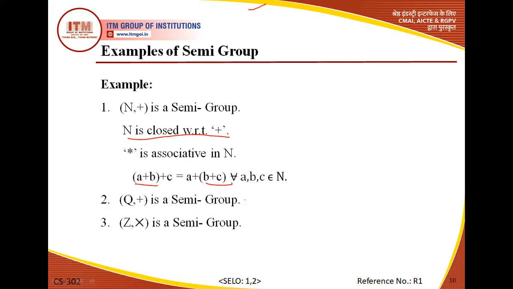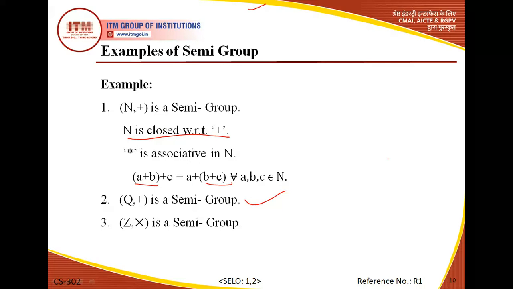Now let's see this. What is Q? Q is the set of rational numbers. So we have taken the set of rational numbers with respect to addition. This is also a semigroup because Q plus is closed. Obviously, Q is closed under addition, and this is associative also, because both of these properties are satisfied here. And the third example can be the set of integers with multiplication, which is also a semigroup, because with respect to multiplication also Z is associative.